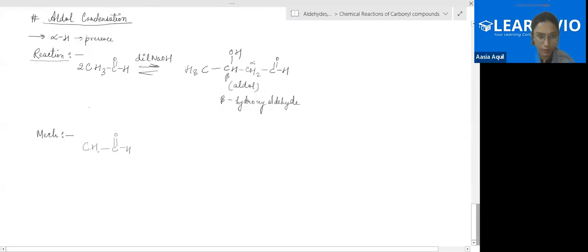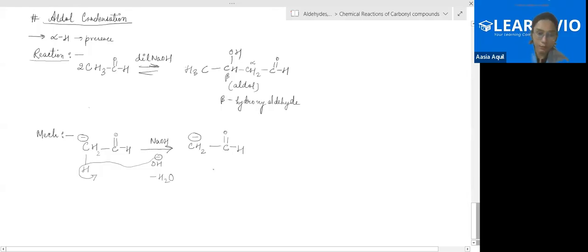CH3CHO. I'm writing CH2 and one hydrogen like this. When you give NaOH, OH minus ion will be there, right? This OH minus will abstract this hydrogen, and this bond will go, this electron will go there. Got it? So what will happen? This carbon will achieve a negative sign, CH2 minus CHO, and here water will be lost.